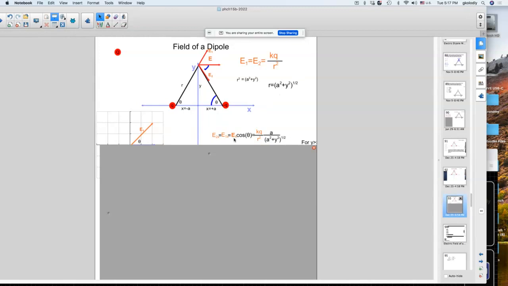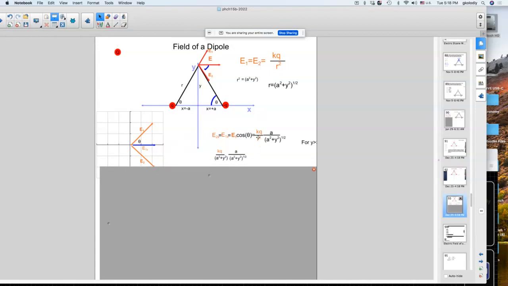So let's go back here. What's the x component of this vector if the vector is this long? It'll be that times the cosine of this angle, and the cosine of that angle is adjacent over hypotenuse. We just said the hypotenuse is that, so it's kQ over R squared times adjacent divided by the hypotenuse. Now we're going to put in for R squared this. That's why I had it separated. This is going to be replacing this. So what do we have finally? We have kQA divided by (A squared plus Y squared) times the square root of A squared plus Y squared.